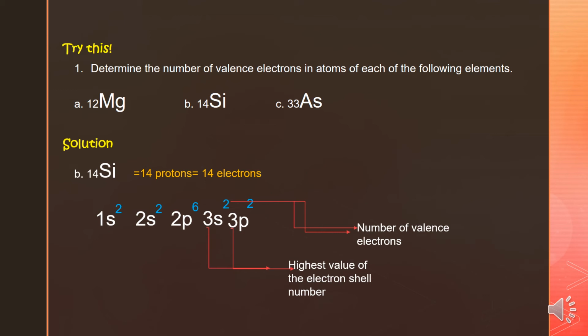The highest shell number here is 3, and both the 3s and 3p subshells belong to this shell. Hence, all the electrons in both of these subshells are valence electrons. In this case, silicon would have 2 plus 2, so silicon has 4 valence electrons.